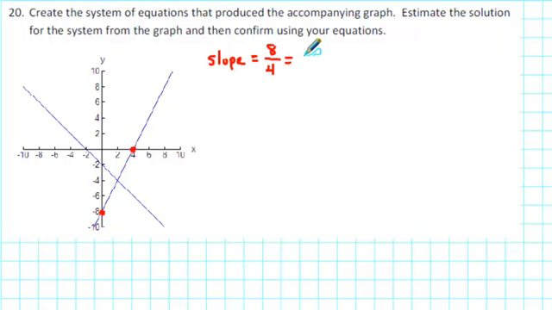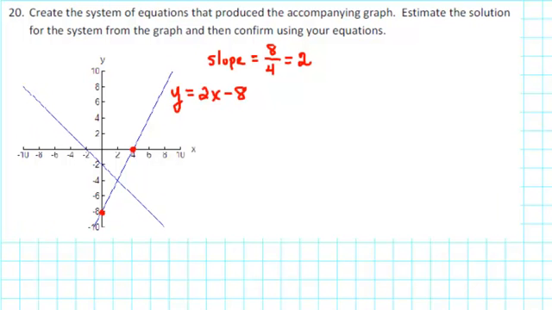And 8 divided by 4 is 2. The slope is 2. And we can visually see that the y-intercept is -8. So the equation of this line is y is equal to 2x minus 8.